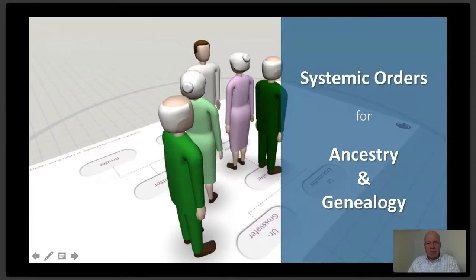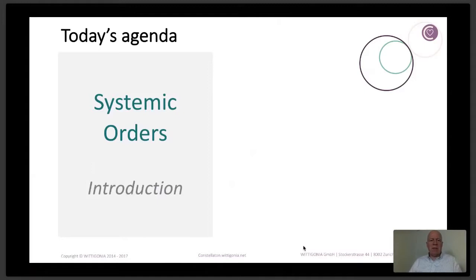So the topic for today is about the systemic orders for those who are searching for family members, in the context of ancestry and genealogy. This is a new episode in the series Touching Circles, and I would like to dive right into the topic. Our topic today will be an introduction into the area of systemic orders in the context of genealogy and ancestors research.